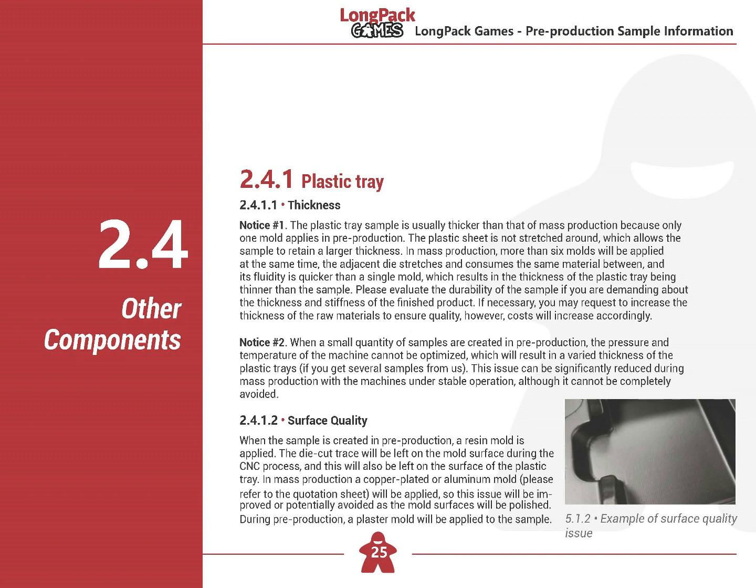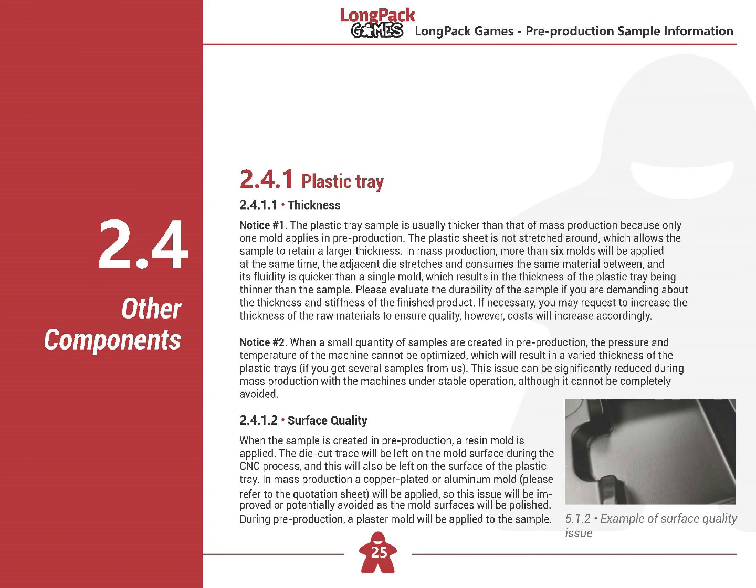Notice number 2. When a small quantity of samples are created in pre-production, the pressure and the temperature of the machine cannot be optimized, which will result in a varied thickness of the plastic trays if you get several samples from us. This issue can be significantly reduced during mass production with the machines under stable operation, although it cannot be completely avoided.